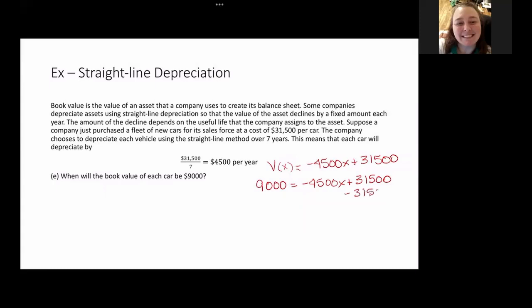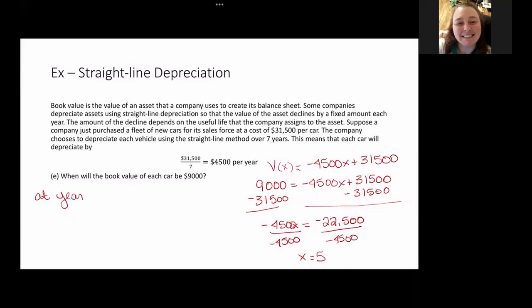Subtract 31 from each side. And I get, just changing sides here, equals negative 22,500. Okay. Oops, I've got a 0. Divide by that. My x is going to be equal to 5. So, at year 5, the value is $9,000.